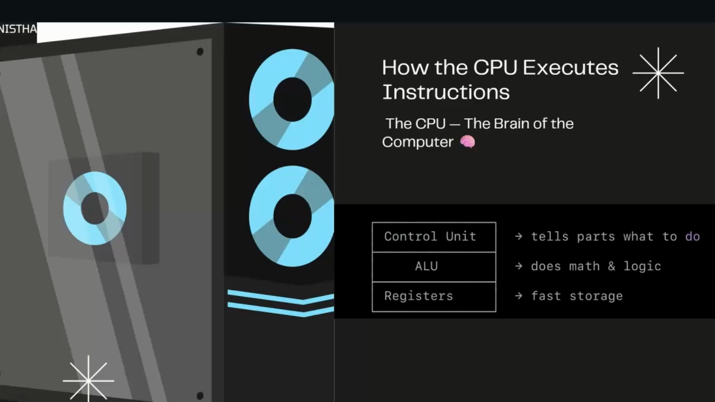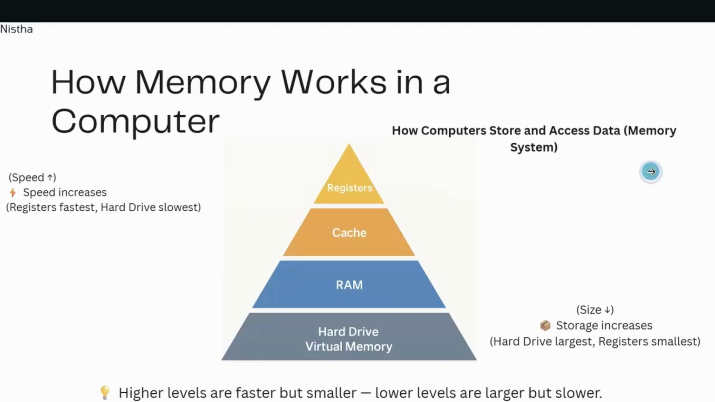The ALU, which stands for Arithmetic Logic Unit, is responsible for doing all the math operations and decision making, like comparisons. Then we have registers, which are tiny but very fast storage locations inside the CPU. They hold data temporarily while instructions are being processed. So basically the control unit directs, the ALU performs calculations, and registers store the working data. Together, they help the CPU execute instructions.